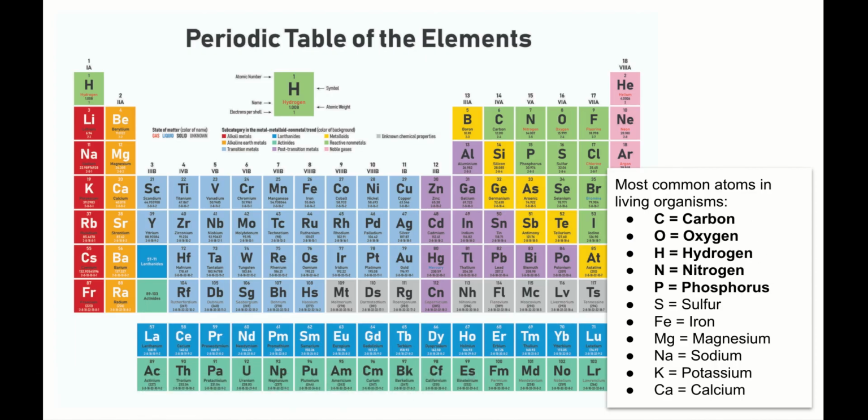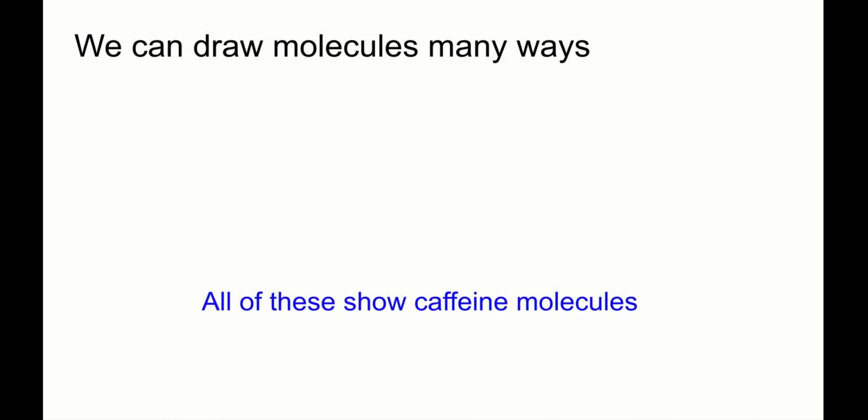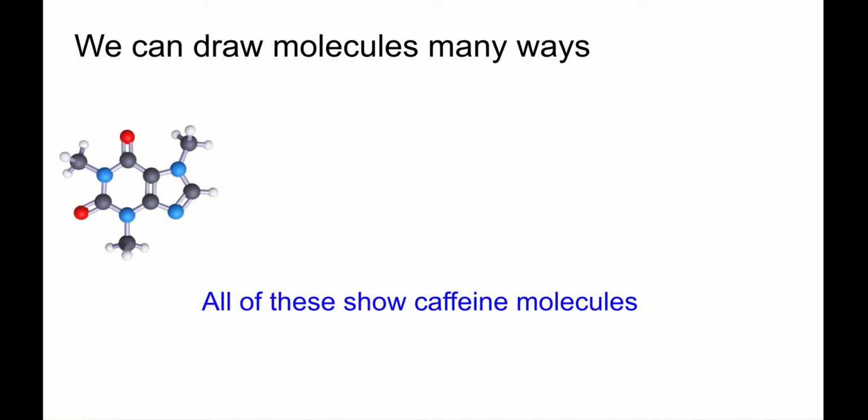So speaking of the molecules that are found in living organisms, we're going to be looking at those molecules today, and we can draw molecules many different ways. I'm going to show you 4 pictures that all show the caffeine molecule that you saw earlier. So this first image shows you each atom represented as a sphere, and the color of the sphere represents the type of atom we're looking at. Black is carbon, red is oxygen, white is hydrogen, blue is nitrogen. The lines between the spheres show us the chemical bonds. 2 lines show us what's called a double bond. 1 line shows us what's called a single bond.